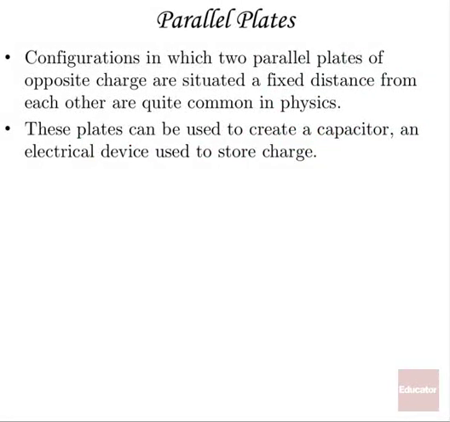All right, let's talk a little bit about parallel plate configurations. Configurations in which we have two parallel plates of opposite charge that are situated a fixed distance from each other are very common in physics because this is how we make a capacitor, an electrical device used to store charge. The general look of these is, we'll take one plate, we'll put another one just a little bit of distance from it. They have some cross-sectional area A, we'll situate them some distance from each other, D. And then typically we're going to put some charge like positive Q up here and minus Q there. There's the basics of a capacitor.